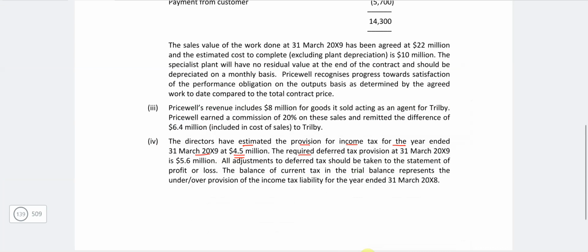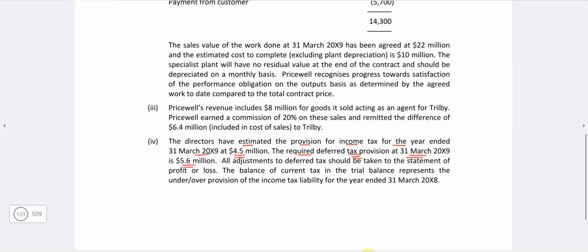The required deferred tax provision is 5.6 million. So the required deferred tax provision means they have already given you the deferred tax liability at year end. This is the closing deferred tax. And you see there is no information regarding the deferred tax on revaluation because in this question we do not have that.